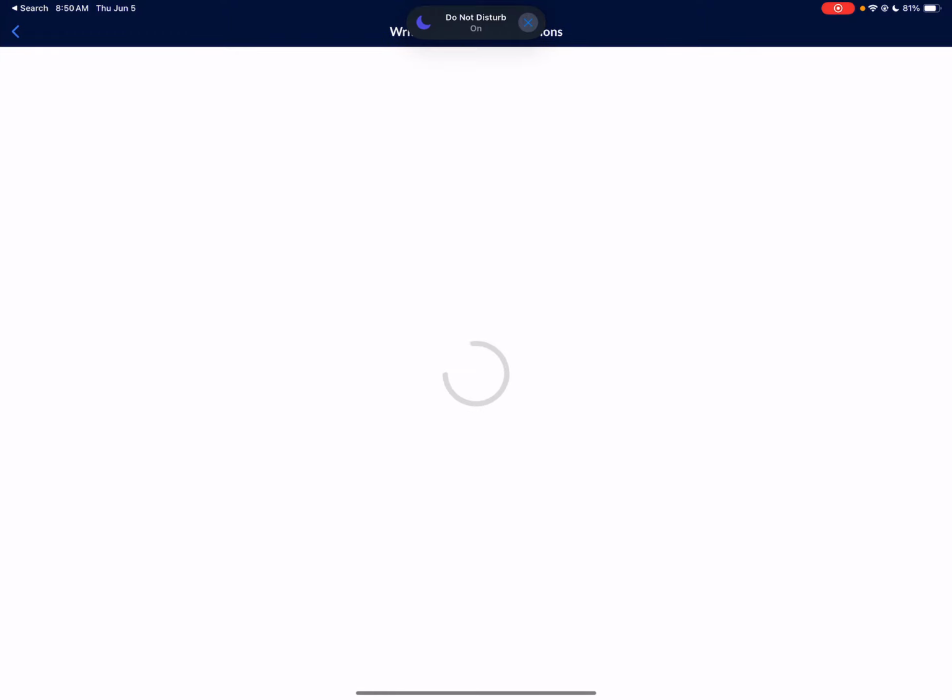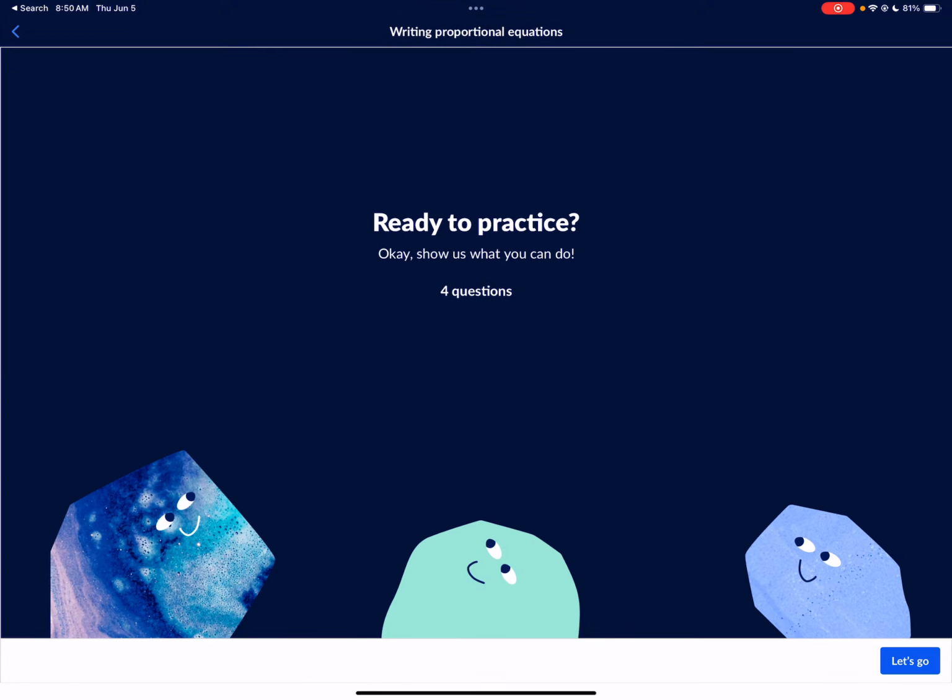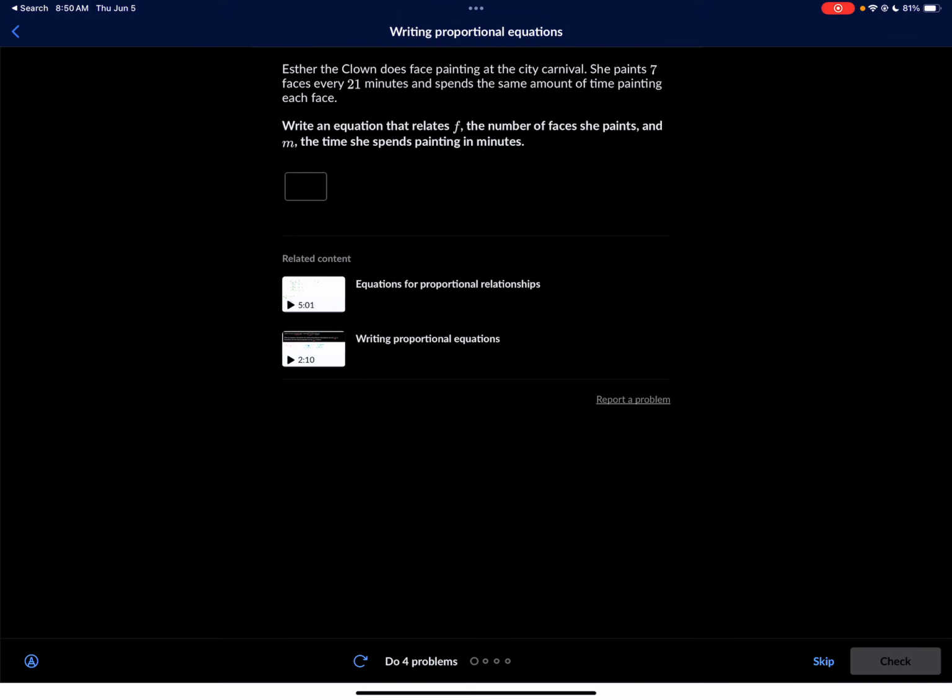We are writing proportional relations in less than 5 minutes. Esther the clown does face paint at the city carnival. She paints 7 faces every 21 minutes and spends the same amount of time painting each face. Write an equation that states F, the number of faces she paints, and M, the time she spends painting in minutes.